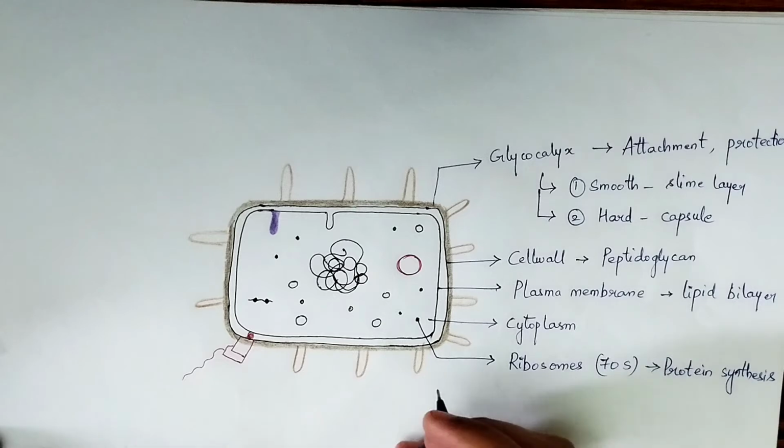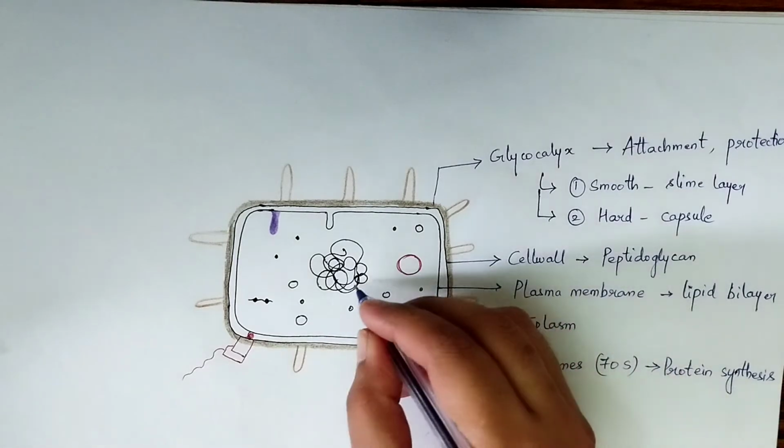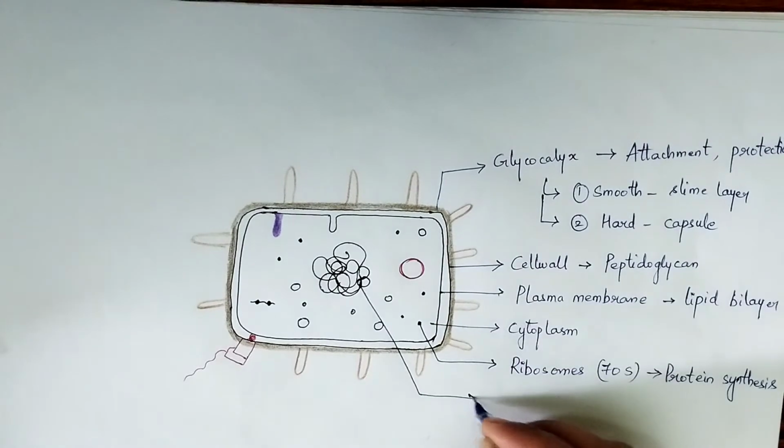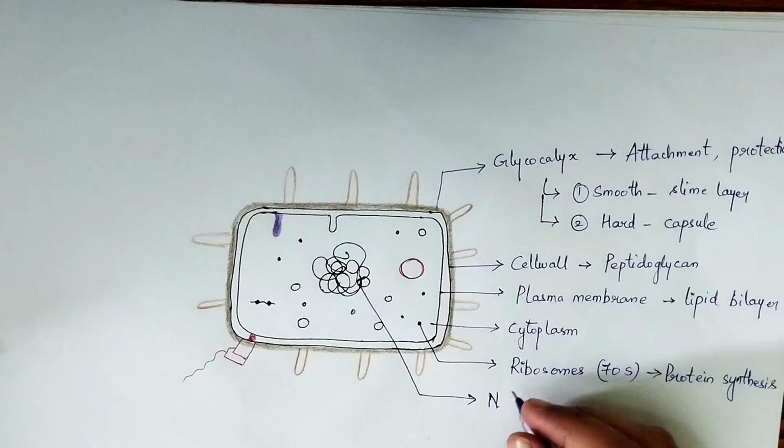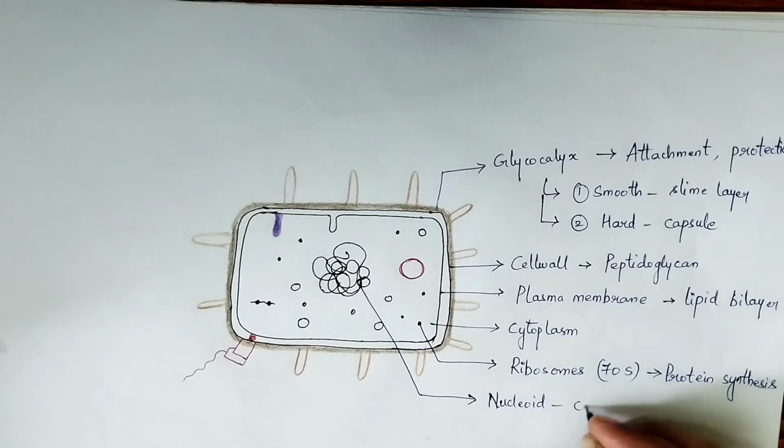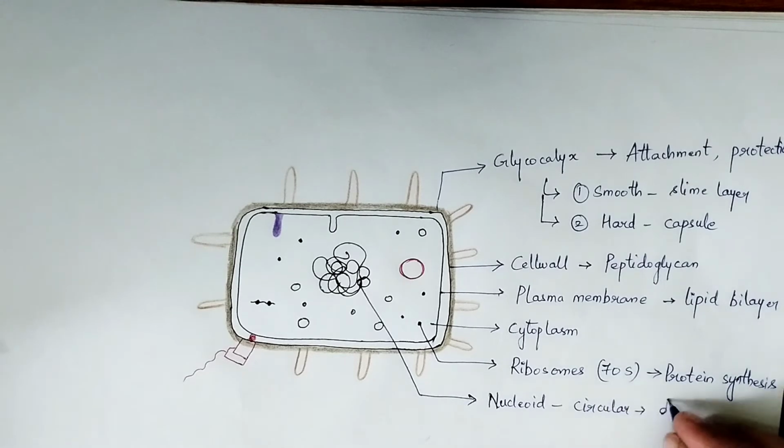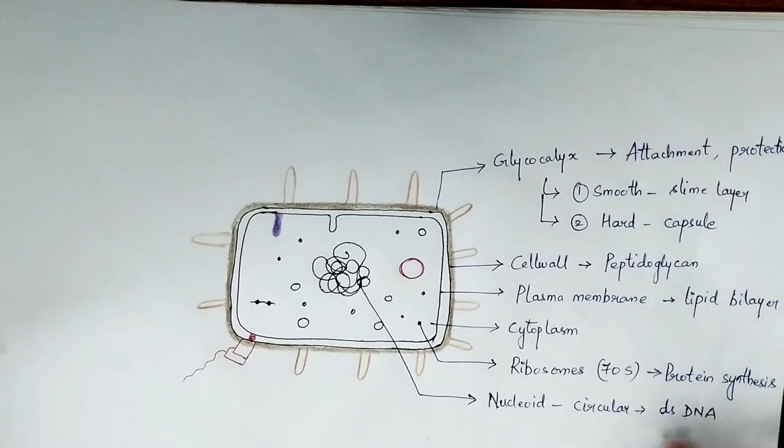Now let us come to the main nucleoid which is present in case of bacteria, that is nothing but this nucleoid. This is the nucleoid, which is nothing but the DNA, double stranded DNA, which is circular, nothing but dsDNA, that is double stranded DNA.